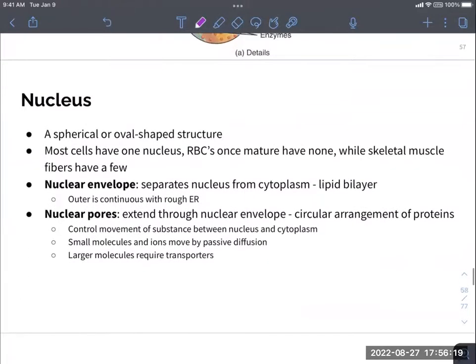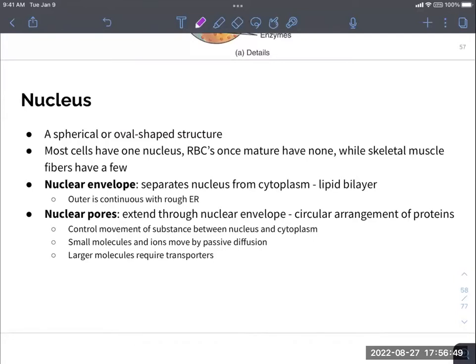We have a nucleus. Not all cells, most cells have a nucleus. Red blood cells, once they have matured and entered the bloodstream, no longer have a nucleus. They start with a nucleus, and as they mature, the nucleus leaves the cell. Skeletal muscle, on the other hand, has a few nuclei.